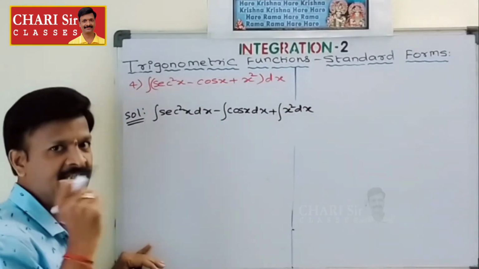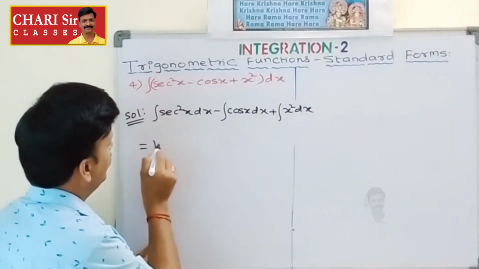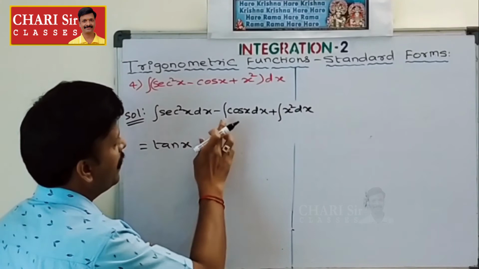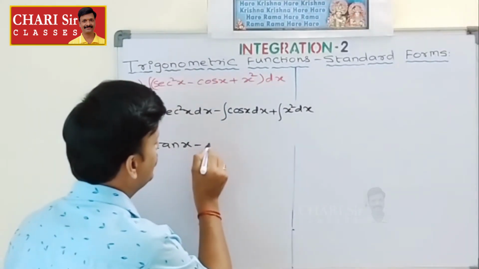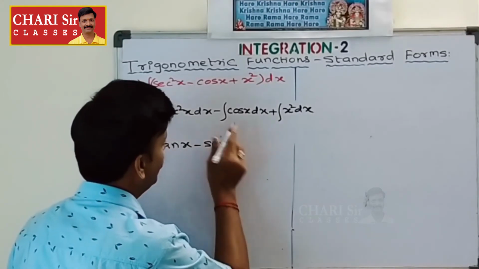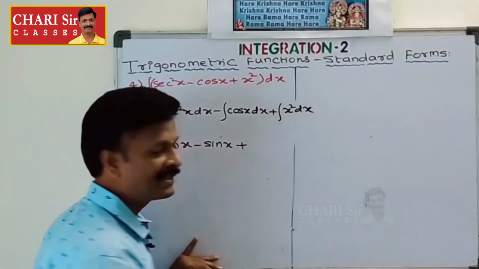So for the 3 functions, I have taken them individually. Now the integration of secant square x is tan x, and minus the integration of cos x. The integration of cos x is just sin x. The minus is as it is, we write here.